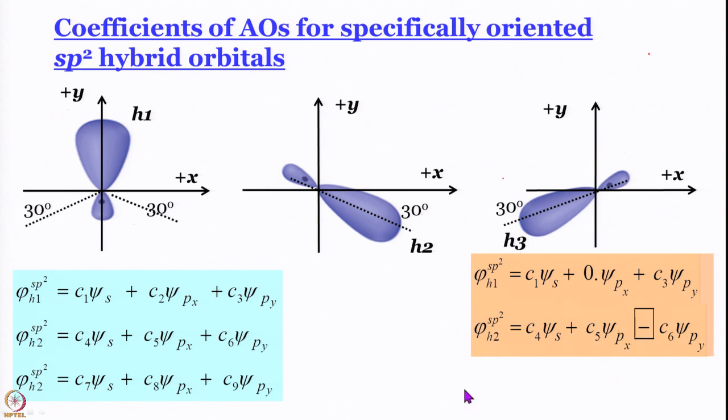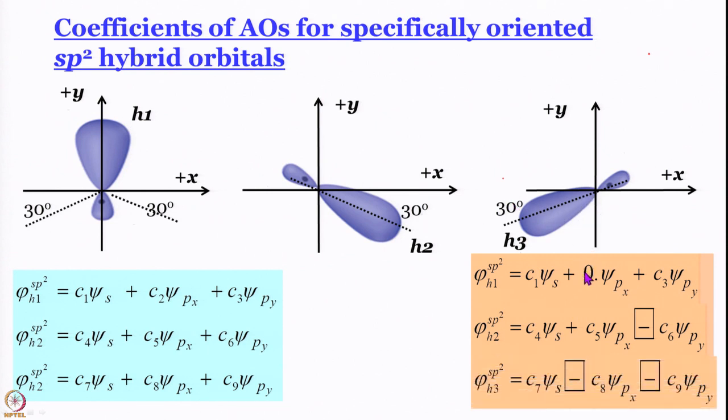And if I want to write an expression for psi h 3, will you agree with me that it has to be C 7 psi s with C 7 equal to C 1 equal to C 4 equal to 1 by root 3, C 7 psi s minus C 8 psi p x minus C 9 psi p y. Will you agree with me? Because this h 3 is towards minus x as well as minus y. So, both the coefficients should have explicit minus sign.